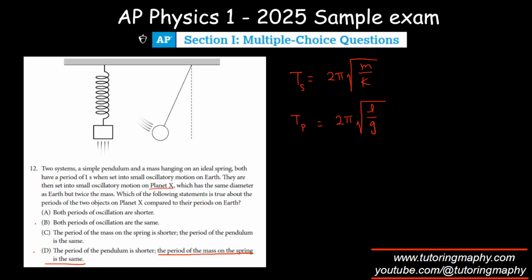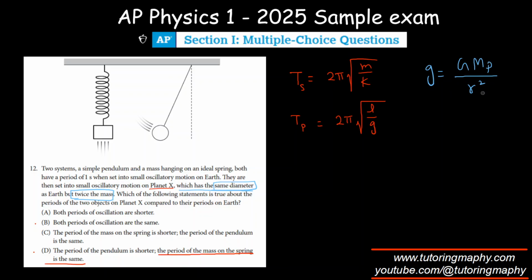What is the formula for the period? In fact, we don't even... okay, yeah, we need to know what is the formula for the gravity, because they are saying that it has the same diameter but twice the mass. So the gravity formula on any planet is given by G times the mass of the planet over r square, where r is the distance from the center, right?